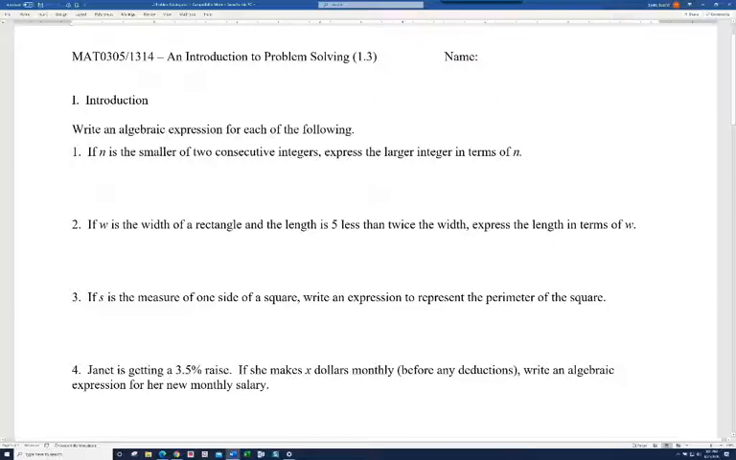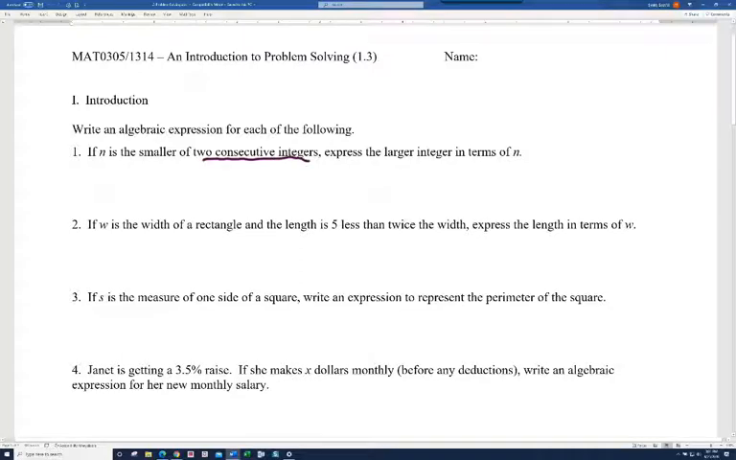So in this process, the first thing that's important is knowing how to translate expressions and how to use variables to represent unknown quantities. So here it says write an algebraic expression for each of the following. On number 1, it says if n is the smaller of two consecutive integers, express the larger integer in terms of n. So two consecutive integers.